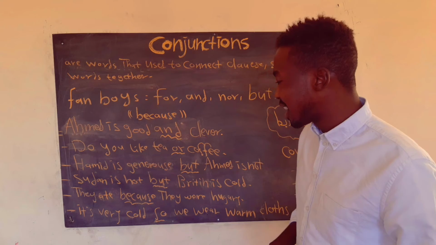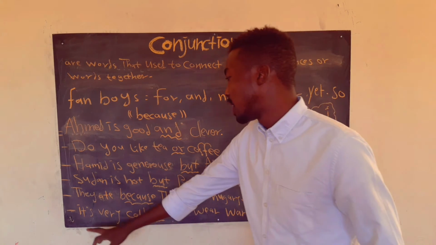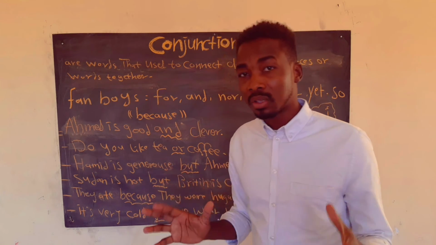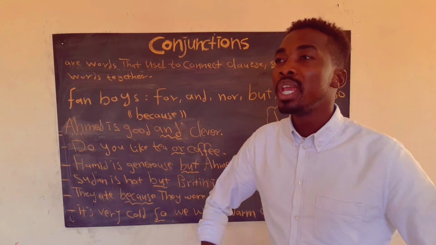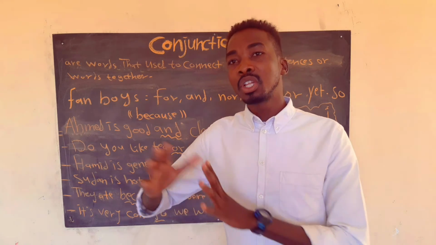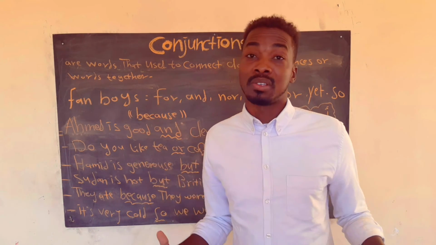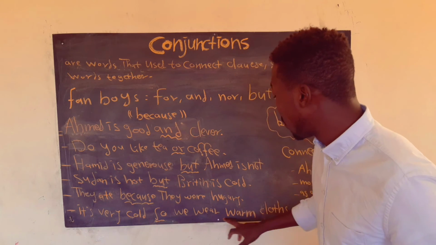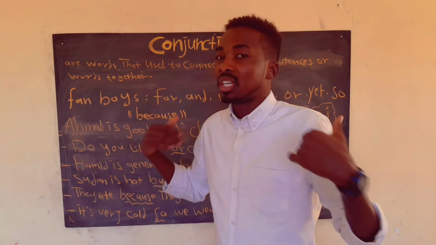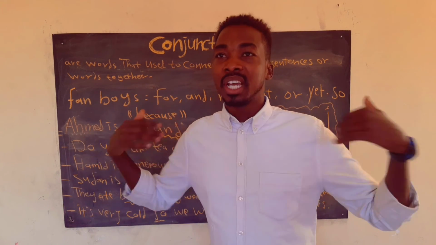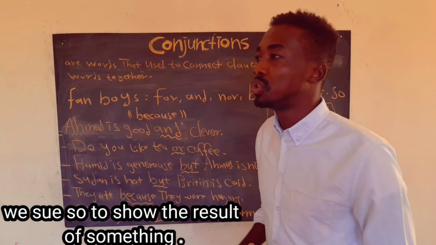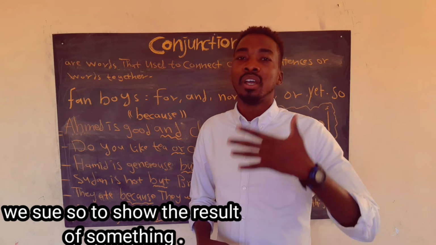Let's move to our last example, which is so. It is very cold, so we wear warm clothes. If it is not cold, we wouldn't wear warm clothes. It is the result of the weather being cold. That's why I'm putting on this jacket. So we use the conjunction so to show the result of something.